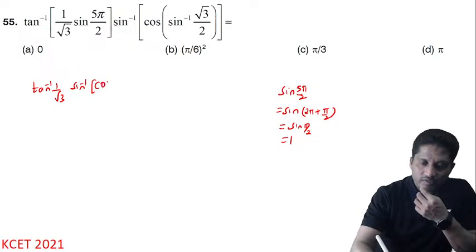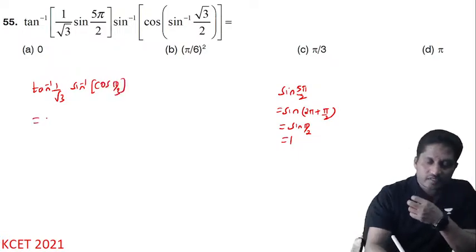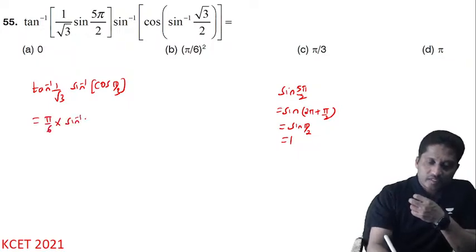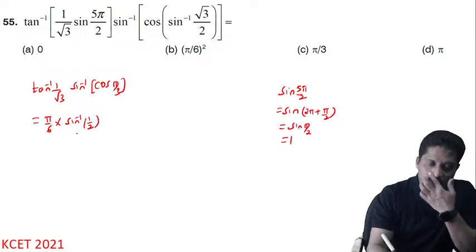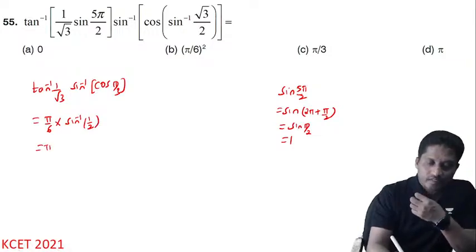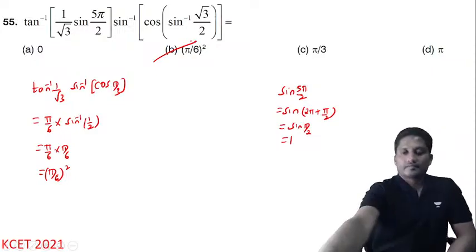cos of sine inverse of root 3 by 2 is pi by 3. Cos 60 is half. Tan inverse of 1 by root 3 is pi by 6. And then this is sine inverse of cos 60, which is half. Sine inverse of half is pi by 6. Pi by 6 into pi by 6 is pi by 6 the whole square. Answer is option B. Let's move to the next question.